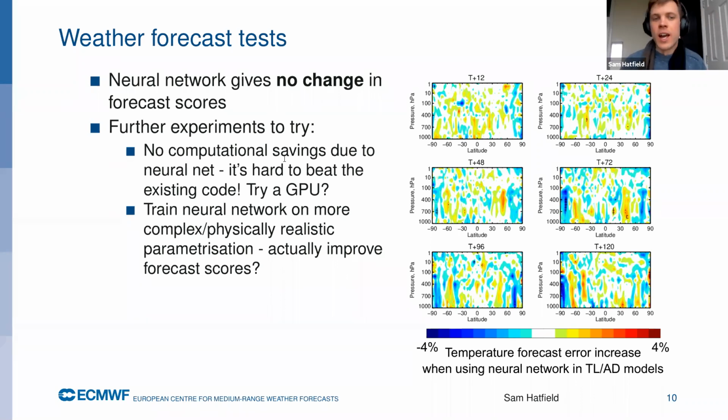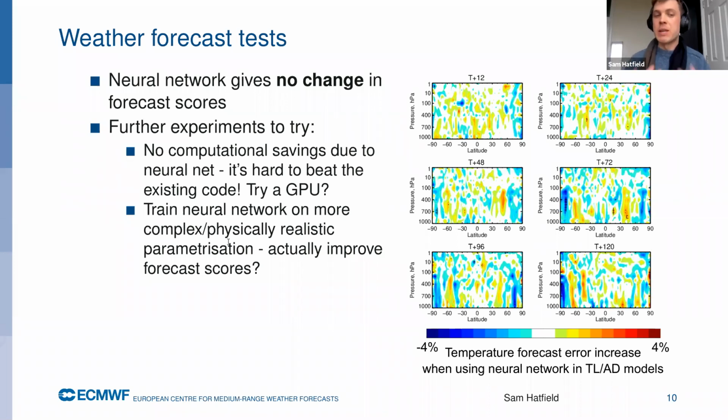Now, a few further experiments I'd like to try. I mentioned that there could be computational savings because of the simplicity of the neural network evaluation, but actually the neural network code is about the same speed as the existing one, if not slower. It's very hard to beat systems that have been optimized in an operational setting for 10 or 20 years. So as I said, maybe it's worth trying it on a GPU. You could imagine outsourcing the evaluation of this neural network to a GPU, and that should be much faster.